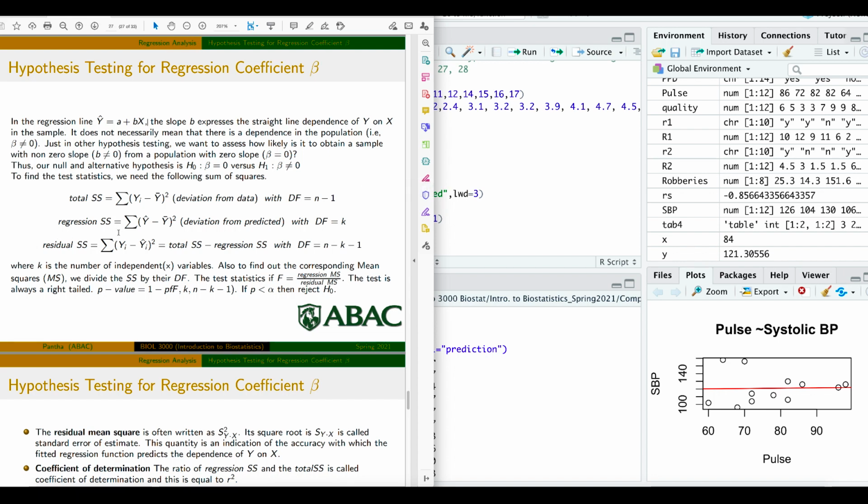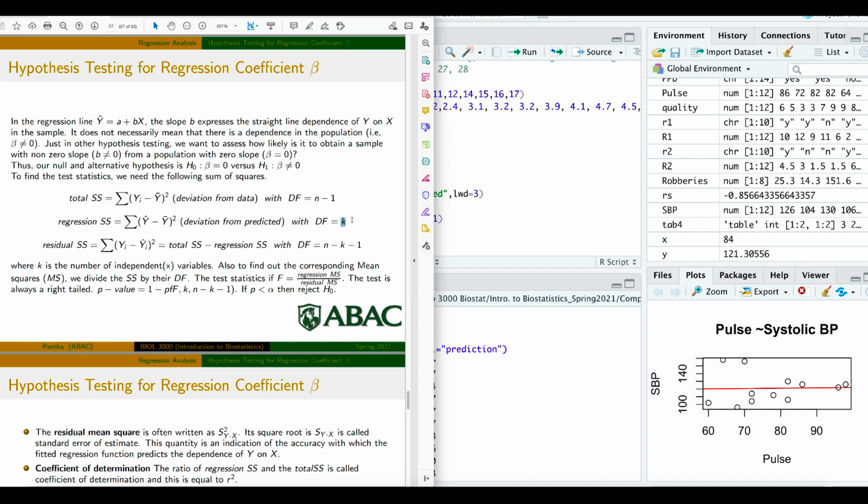Next is the regression SS. To find the regression SS, you do the same thing, but not from the data, but from the predicted value. For each x you predict y using the linear equation, and you find the difference of those predicted values minus the mean of the y values, and then square. So it is the deviation of the predicted values. The degrees of freedom is k, where k is the number of independent variables. In the case of simple linear regression, it will be just 1, because there will be just one x and one y. That means only one independent variable.